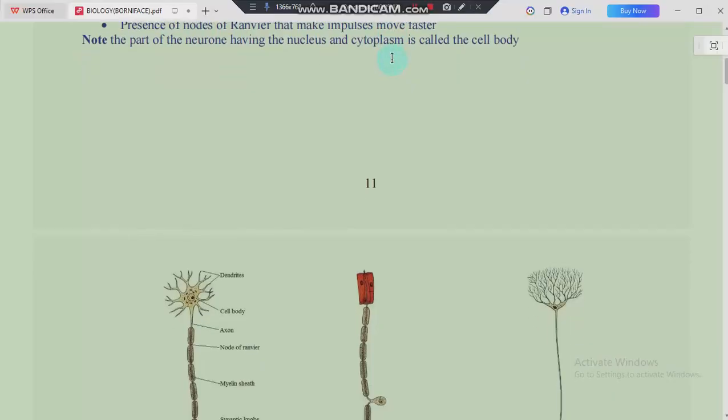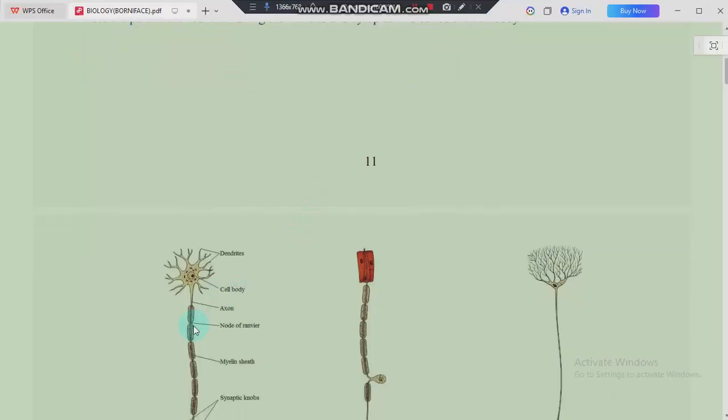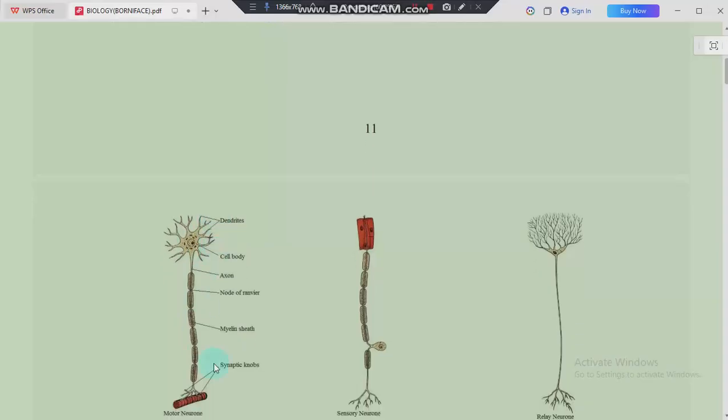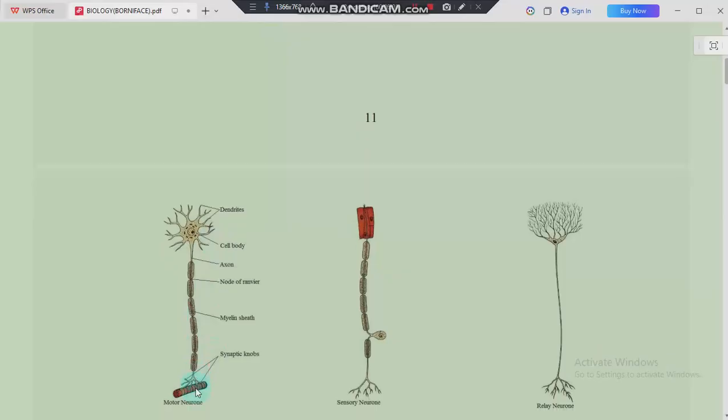Apart from that, we also have the presence of the nodes of Ranvier that makes electrical impulses move faster. So we have our nodes of Ranvier, the structure which is there, that is our myelin sheath. We have our cell body inside there, and we have these structures which are the dendrites, and finally we have the synaptic knob.